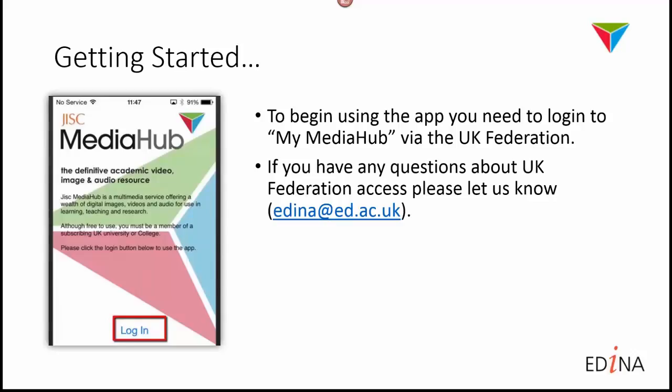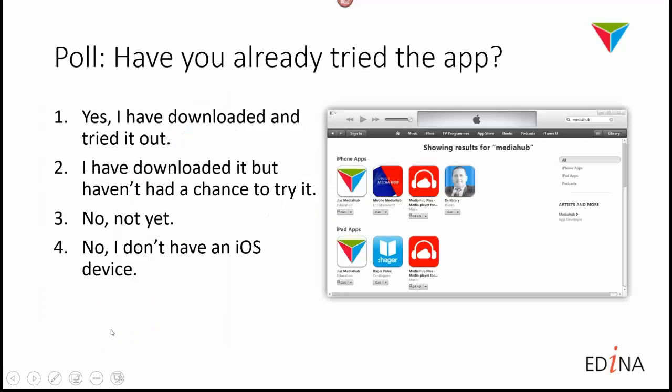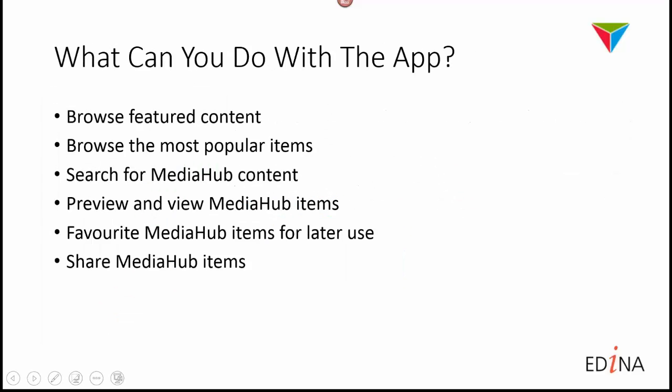So if you don't have UK Federation login access enabled at the moment at your institution, or have any questions about that, please let us know, because we're keen to make sure that everyone who wants to is able to use the app. So anyway, there's your first login screen, big login button. It doesn't usually have the red box around it, but that's how it will look. So what can you do with the app? You can browse featured content.